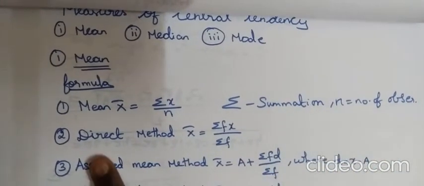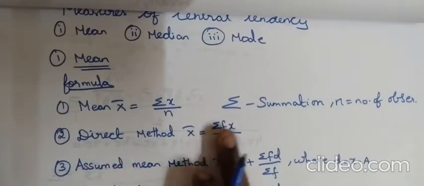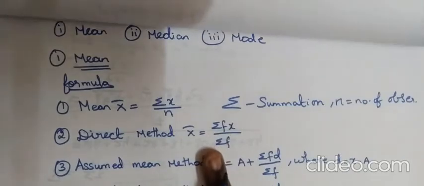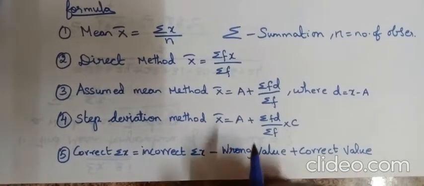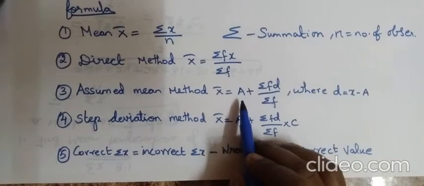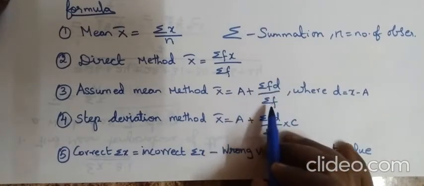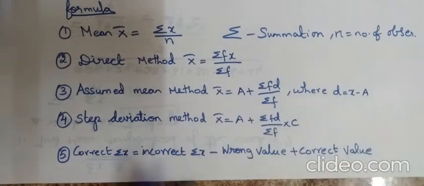Next we have the direct method. Same x bar is equal to summation fx divided by summation f. Next, the assumed mean method. X bar is equal to a plus summation fd by summation f, where a is the assumed mean. We are going to assume one element and find out, where d is equal to x minus a.